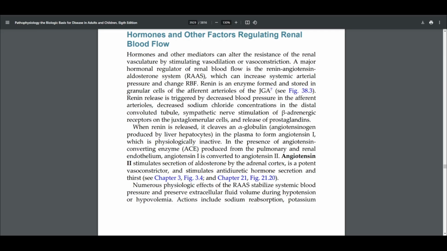Renin release is triggered by a decrease in blood pressure in the afferent arterioles, decreased sodium chloride concentrations in the distal convoluted tubule, sympathetic nerve stimulation, and beta-adrenergic receptors on the juxtaglomerular cells, and release of prostaglandins.